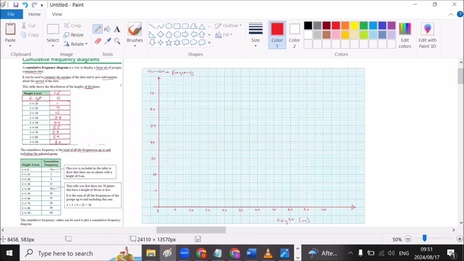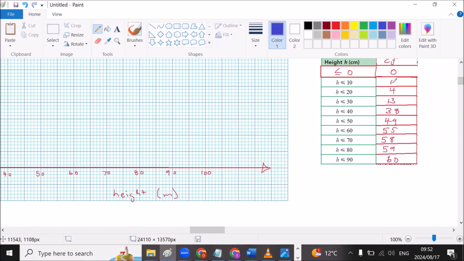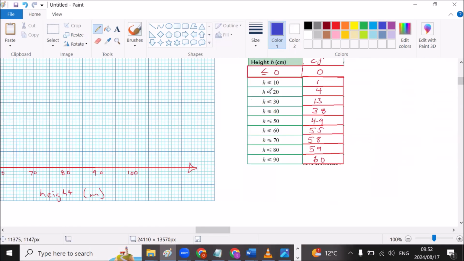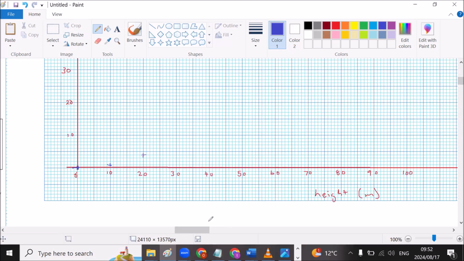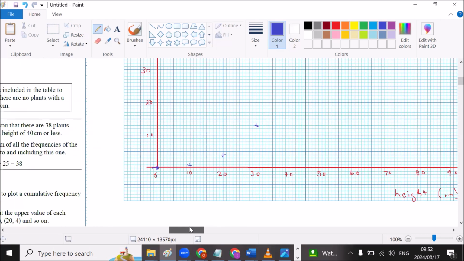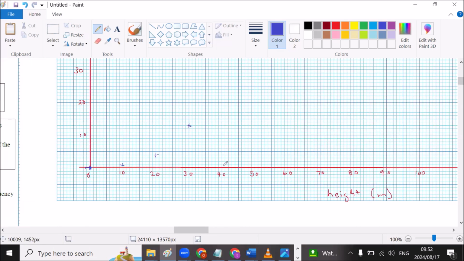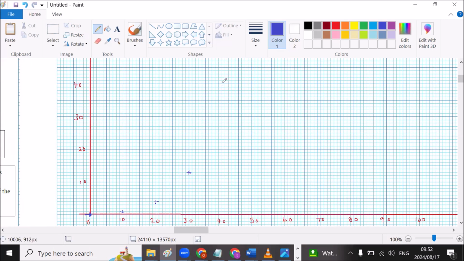Then we plot. For 0, we have 0. Our first point is 0, 0. Height up to 10, we have 1, which is there. Height up to 20, we have 4, which is here. Height up to 30, we have 13, which is here. Height up to 40, we have 38. 40, 38, which is 2 below 40 here.